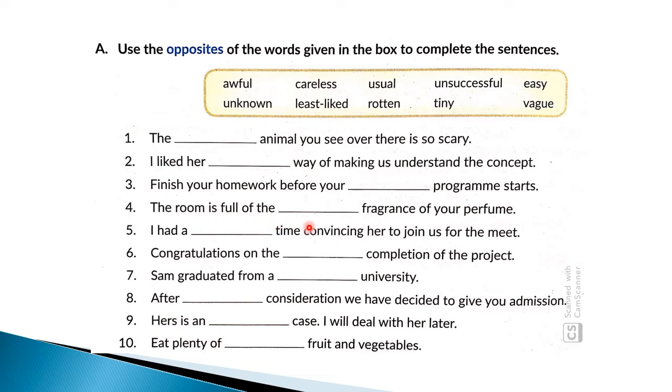I had a dash time convincing her to join us for the meet. We have the word easy over here, and the opposite of easy is difficult. I had a difficult time convincing her to join us for the meet. Alright, let us move on to the next one. However, let us first read these.